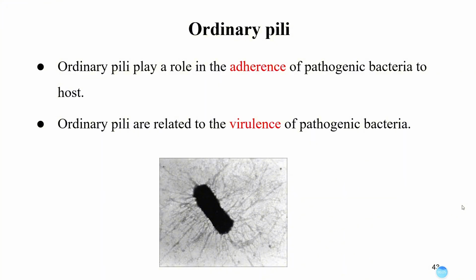These structures play a role in adherence. The pili can adhere to human tissue or human cells. They attach to the surface of human cells, and they are related to the virulence of pathogenic bacteria. With the pili, they attach to the tissue surface. They can colonize and cause infection. But without the pili, they can be washed away.